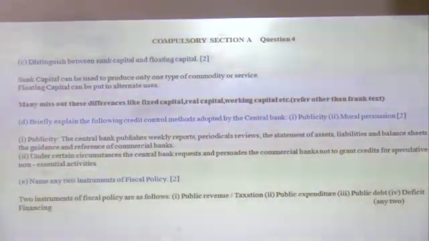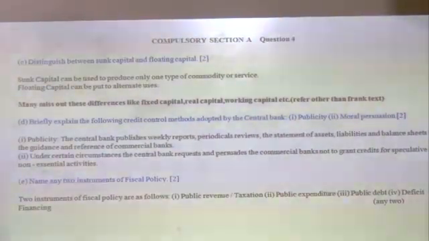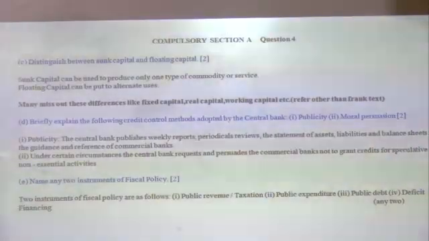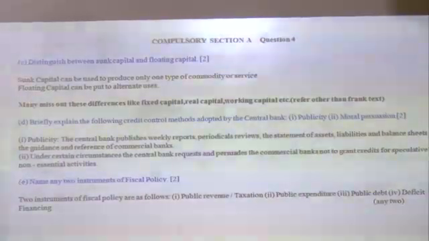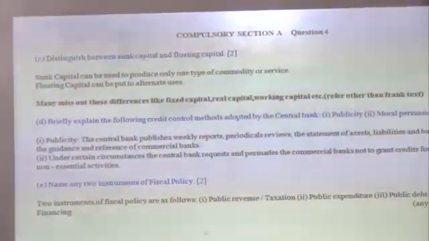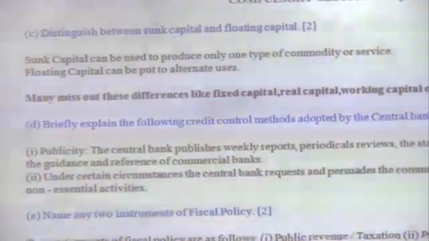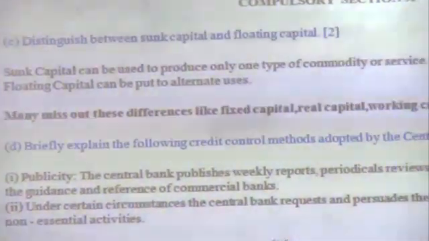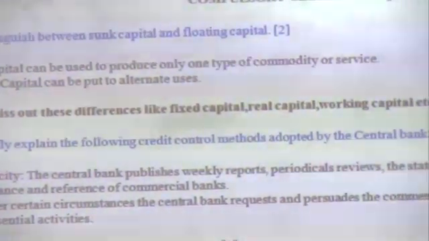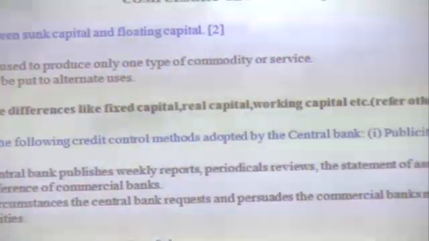Then the next one is distinguish between sunk capital and floating capital. Sunk capital can be used to produce only one type of commodity or service, whereas floating capital can be put to alternative use. Many of you do not prepare this because if you look at the Frank textbook, you will see only working capital, fixed capital. You will not have other different types of capital. So refer to other books. Just the Frank textbook is not enough here.